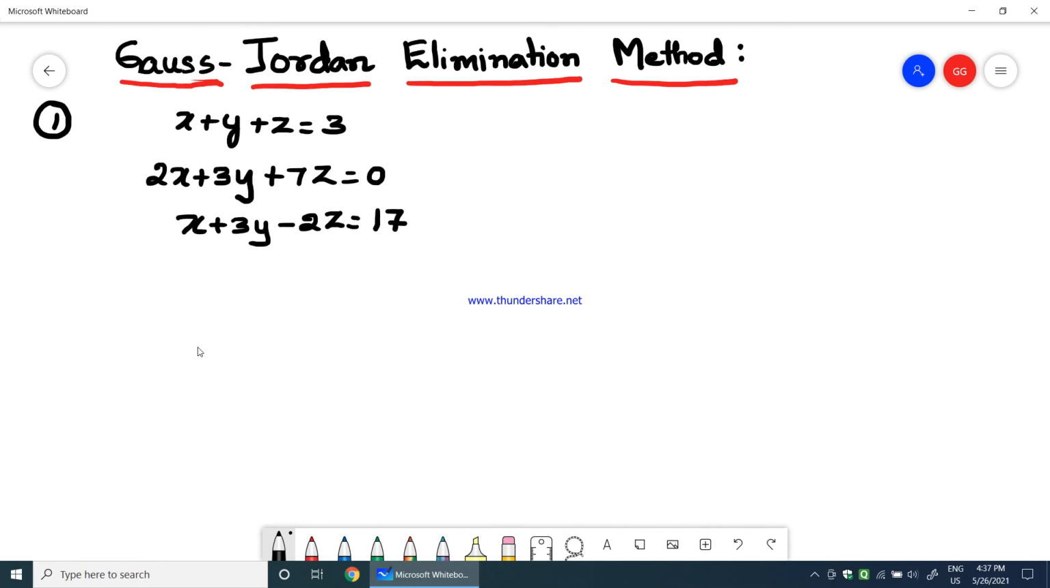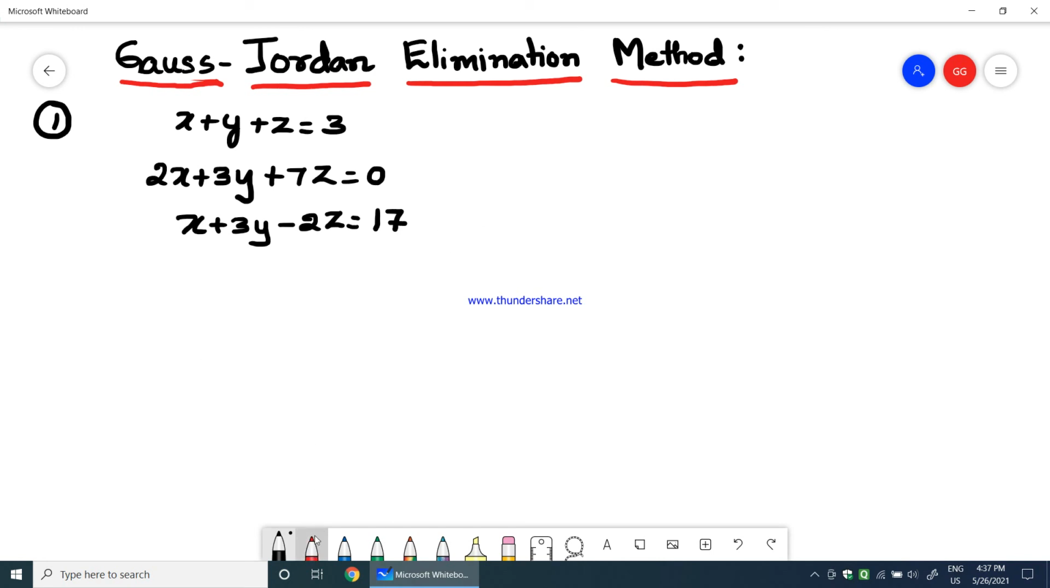Hello students, in this video let us learn how to apply the Gauss-Jordan elimination method to find the solution of any given linear equations, a system of equations. So let us take one problem regarding this. We have x plus y plus z equals 3, 2x plus 3y plus 7z equals 0, and x plus 3y minus 2z equals 17.